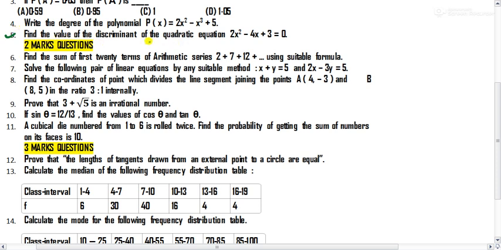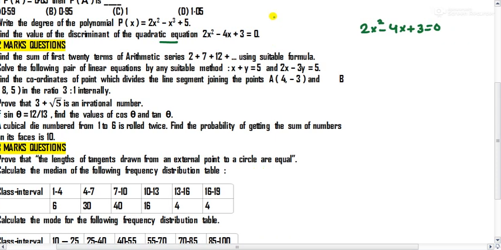So fifth one. Find the value of discriminant of quadratic equation 2x square minus 4x plus 3 equals to 0. So this is from quadratic equation, right? What have they asked? Discriminant. So what is the formula to find discriminant? No, that is not the discriminant formula. Can anyone tell it? Discriminant D is equal to b square minus 4ac.